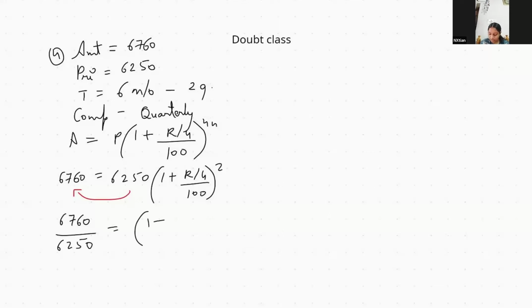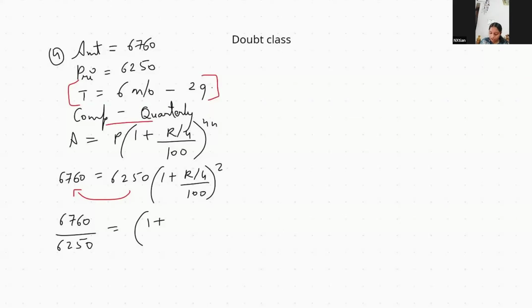Anyways, so 6760 divided by 6250. I didn't understand this part. How did the n become 2? Because look over here, time is 6 months, and it is telling you that it is compounded quarterly. Quarterly means in 6 months, how many quarters are there? 1 quarter equals 3 months. So 6 months is half, and 1 quarter is 1 by 4. So there are two 1 by 4 in 1/2. Yes. So that is why we use 2.